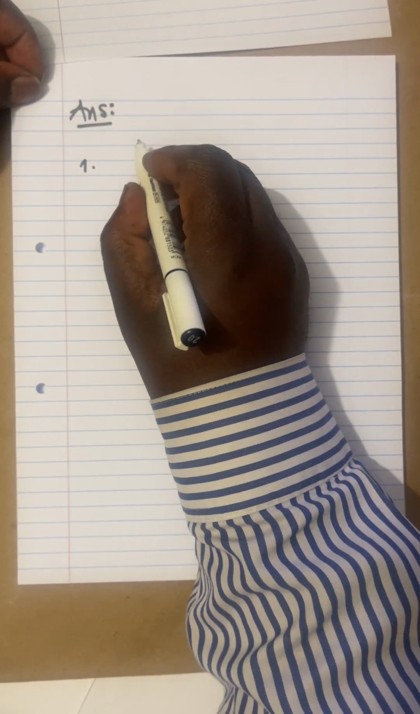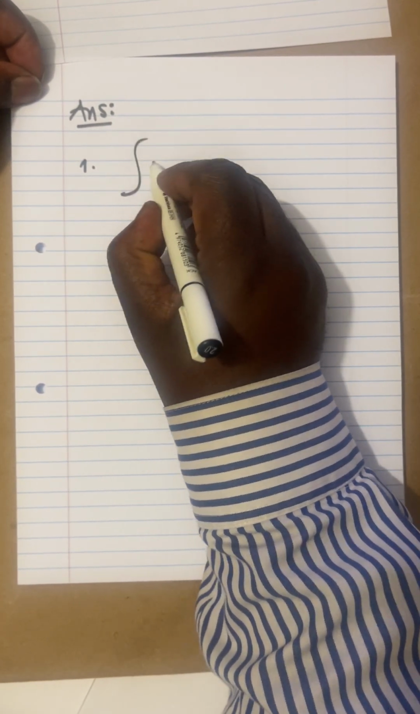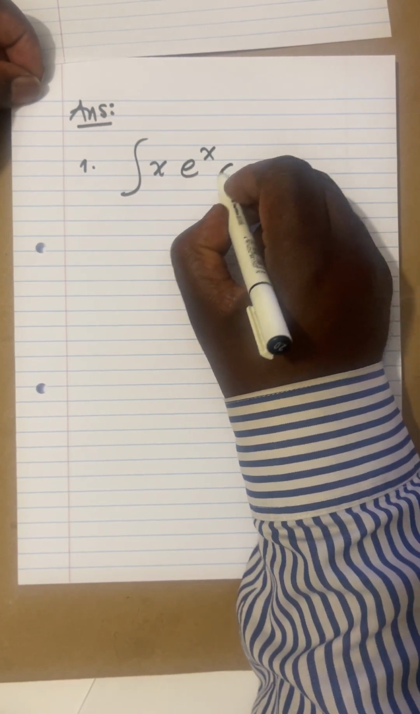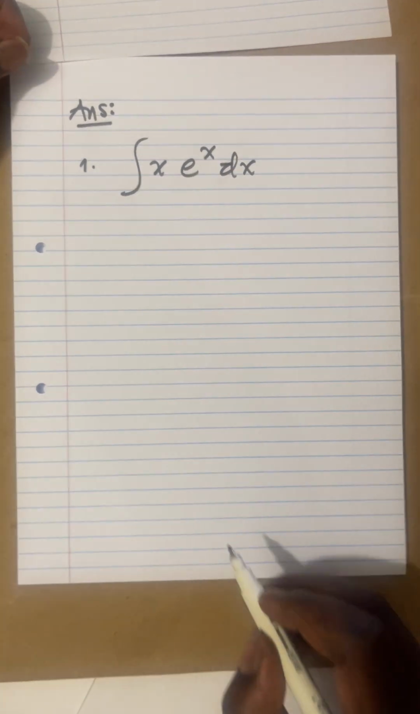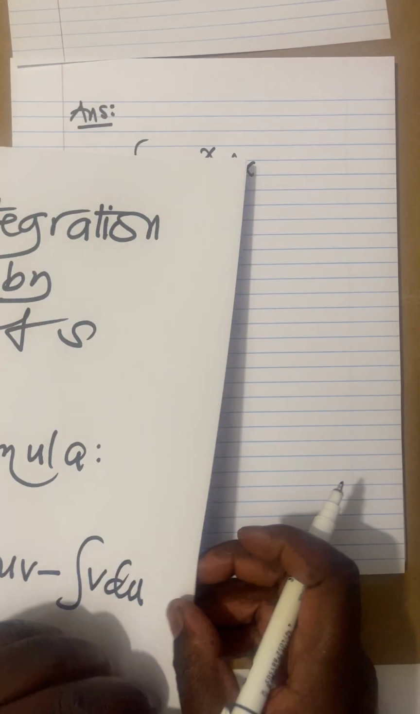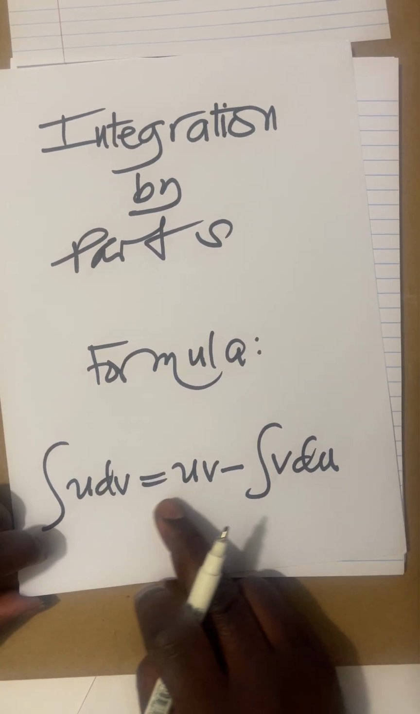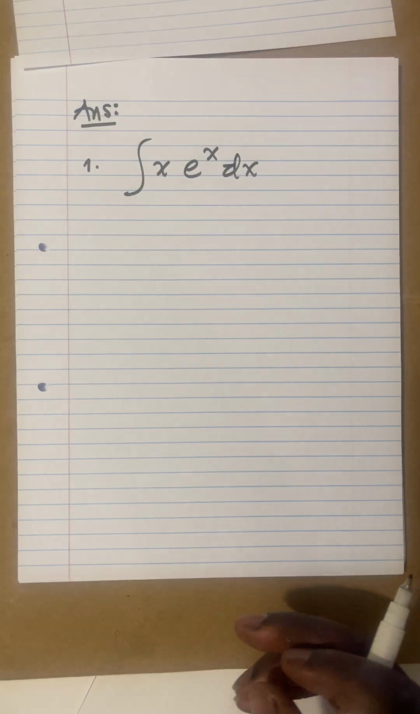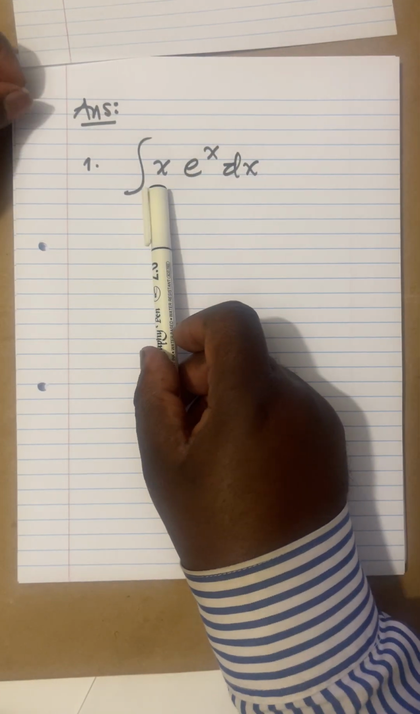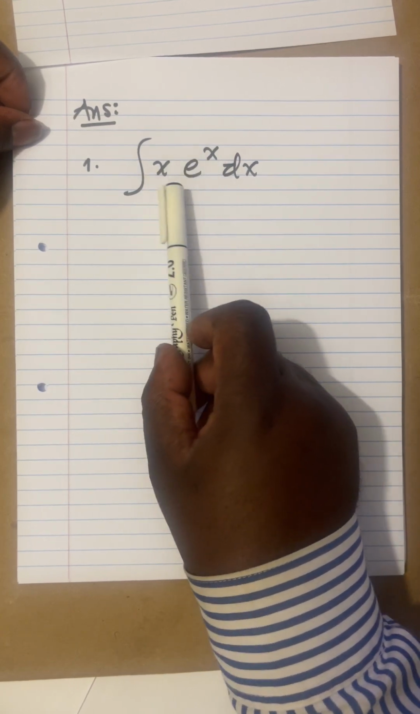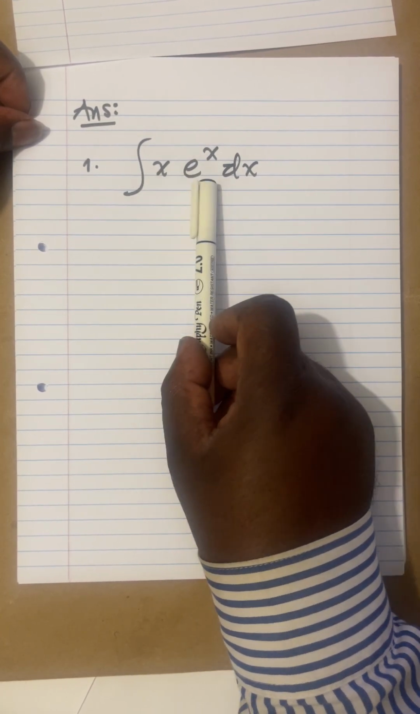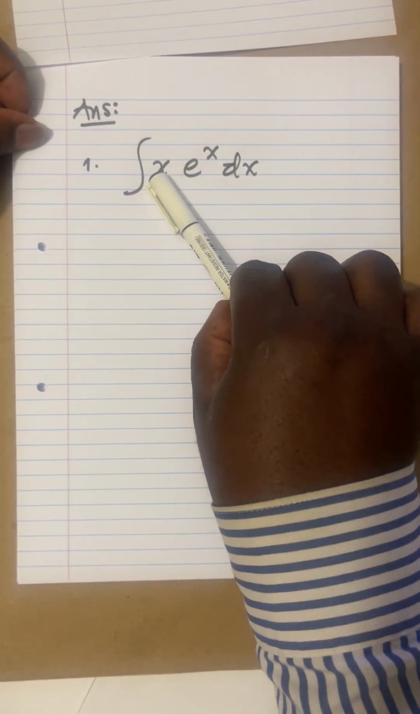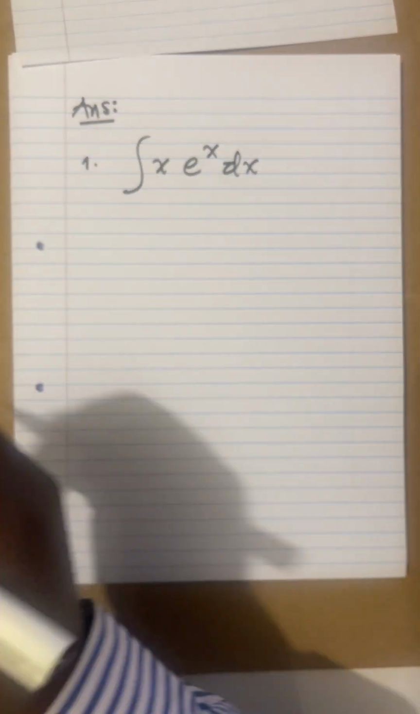Our first integral is we're supposed to integrate this integral here, x e to the power x dx. Remember, I told you the formula is supposed to be the integral of u dv is equal to uv minus the integral of v du. So in this case here, we look at the two expressions forming the integrand, which one is easier to differentiate and which one is easier to integrate. So I'm going to take u to be equal to x because it's easier to differentiate x.